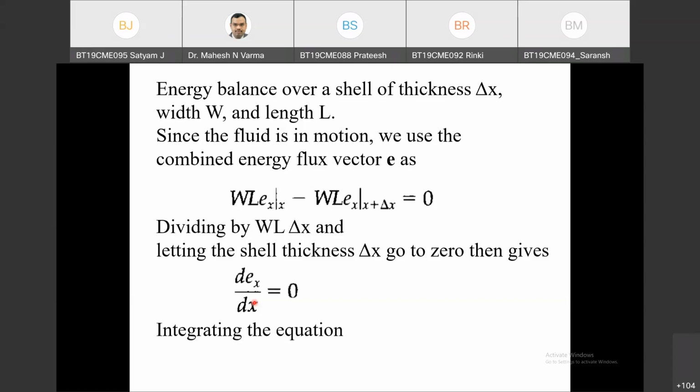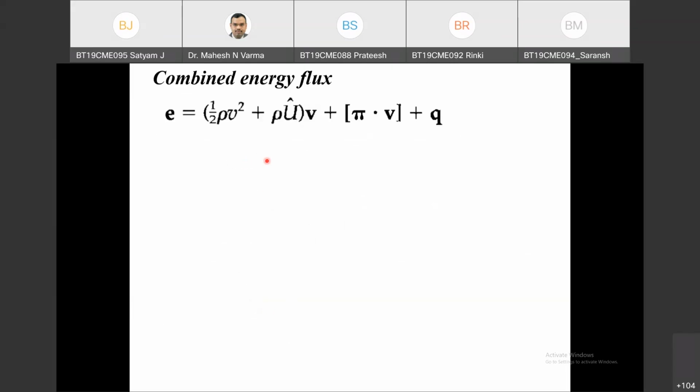Now integrating this equation, Ex equals C1. Now I don't have any boundary condition related to combined energy flux. I have a boundary condition with respect to temperature. So certainly I need to bring back the definition of combined energy flux. Combined energy flux is a combination of convective energy flux plus the work associated with the molecular flux plus the conductive energy flux. This Ex: this is the convective energy flux in the x direction, this is the work flux in the x direction, and this is the conductive flux in the x direction.